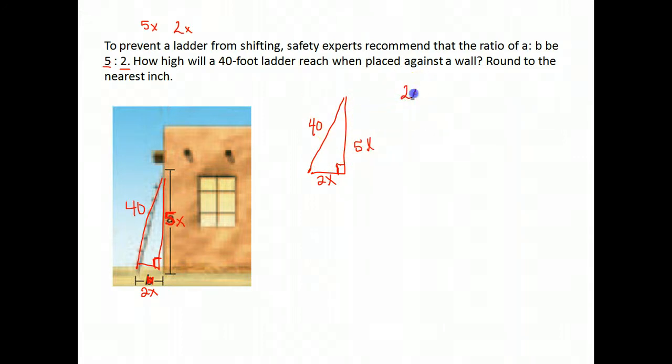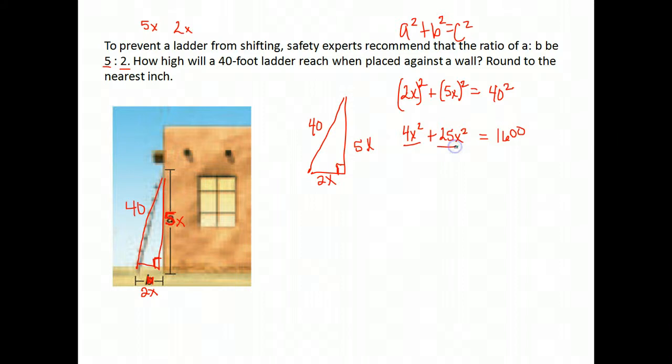So we write down our legs. A squared plus B squared equals C squared is the Pythagorean theorem. So legs squared, 2x squared, plus legs squared, our other leg was 5x, equals the hypotenuse of 40 squared. We want to square everything, so 2x times 2x would be 4x squared. 5x times 5x, 5 times 5 is 25, and x times x is x squared, equals 40 squared. 40 times 40 is 1,600.